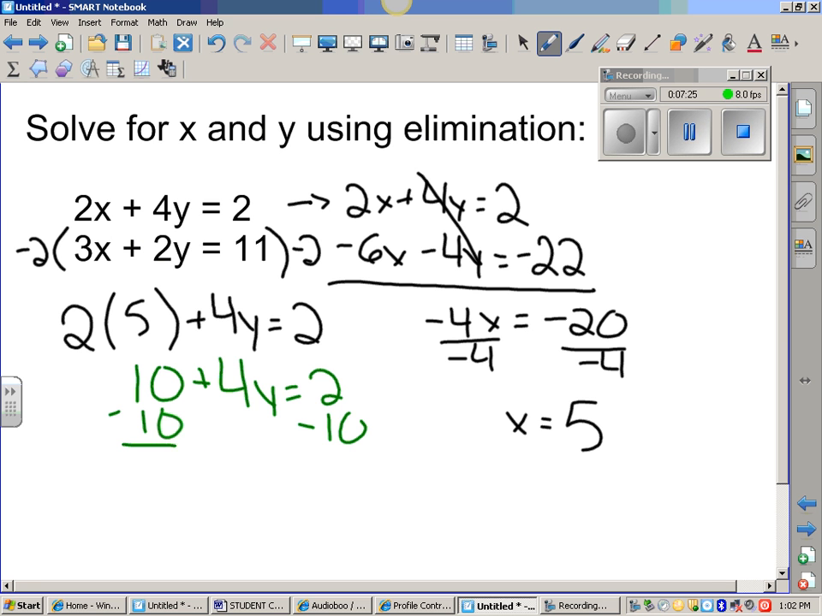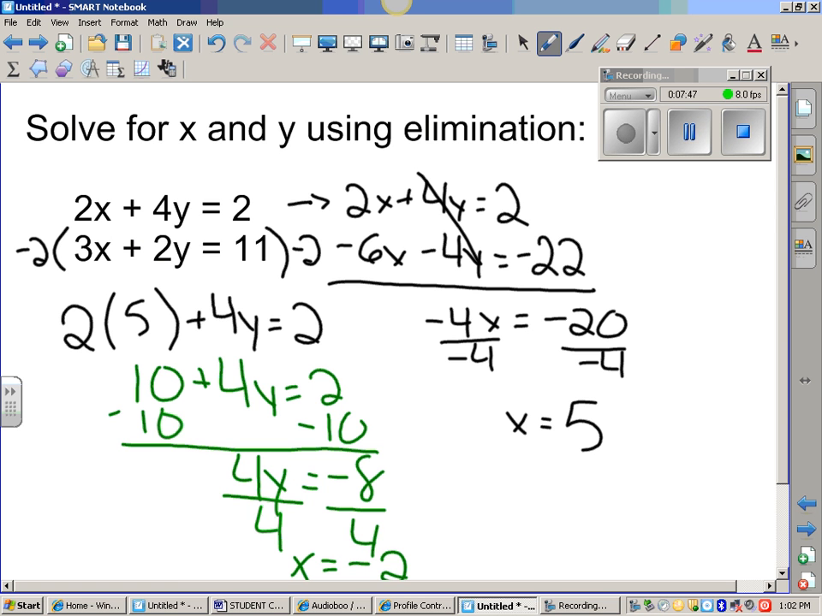Okay, so you subtract 10 on both sides. So the negatives win by negative 8. Okay. Then x is equal to negative 2. Is that an x? So y. You've gotta read your own writing.